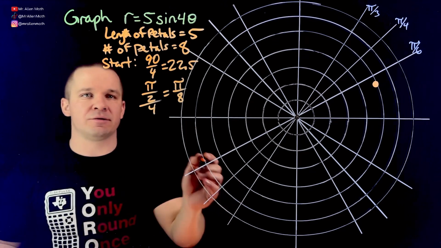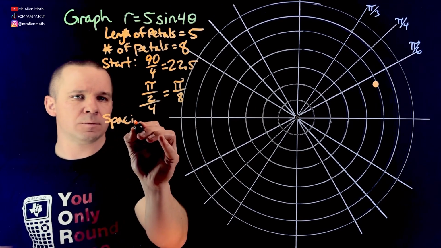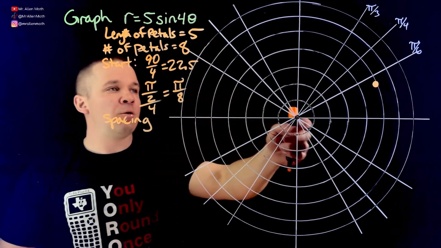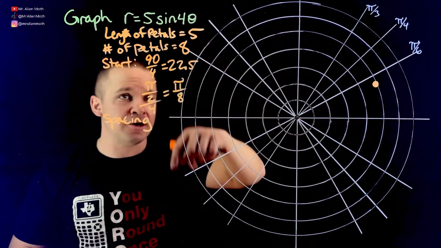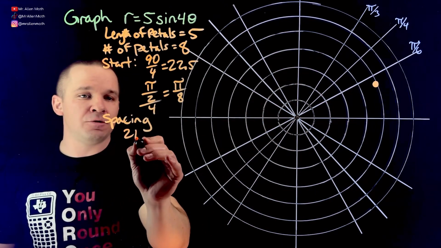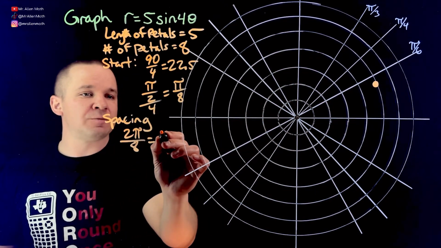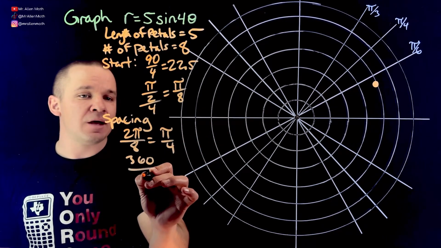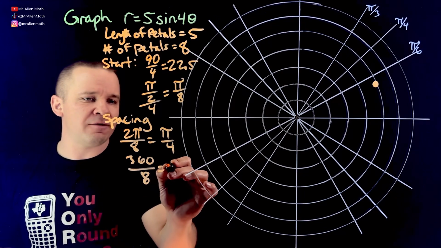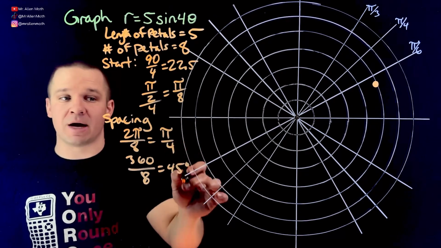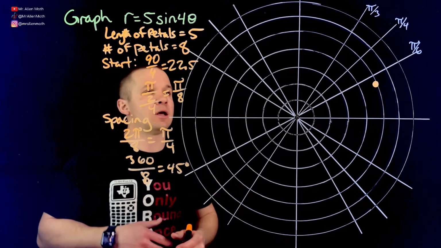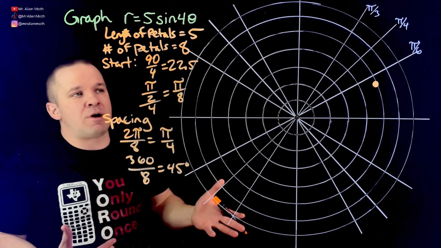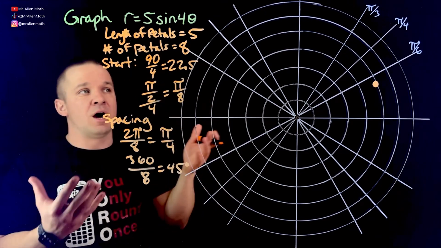And then our spacing. How do I get that? Well, if the number of petals is 8, and we have to occupy the entire 360 degrees or entire 2 pi, we take 2 pi and divide it by 8, so our spacing is pi over 4. Or you could do that in degrees: 360 divided by 8 is 45. Every 45 degrees. Yep, that agrees, 45 degrees is the same as pi over 4 radians. So depending on what your graph is labeled with or what you're comfortable with, radians or degrees, it really doesn't matter when you're graphing in polar because you can easily convert one to the other.